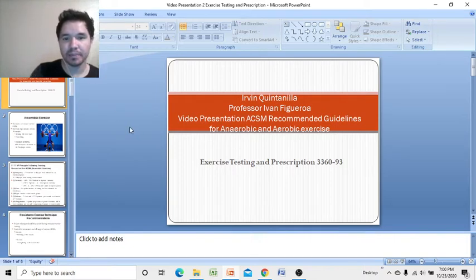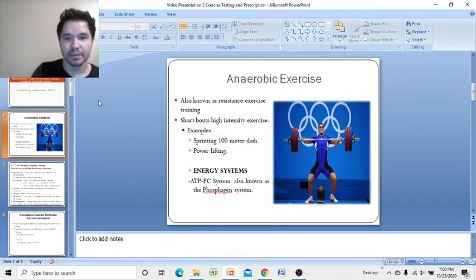I will go ahead and present the recommended guidelines for anaerobic and aerobic exercise. Anaerobic exercise, also known as resistance exercise training, is short bouts of high intensity exercise. Examples are sprinting, a 100-meter dash, and powerlifting, and the energy system is the ATP-PC system, also known as the phosphagen system.